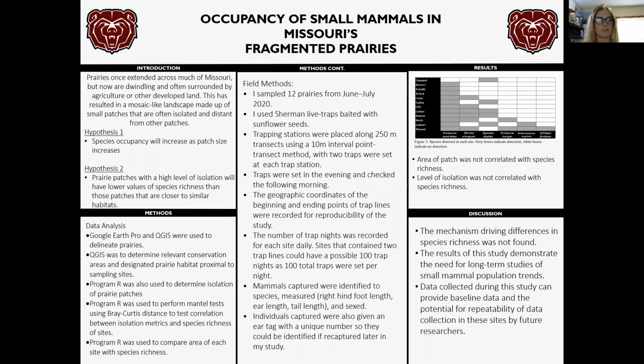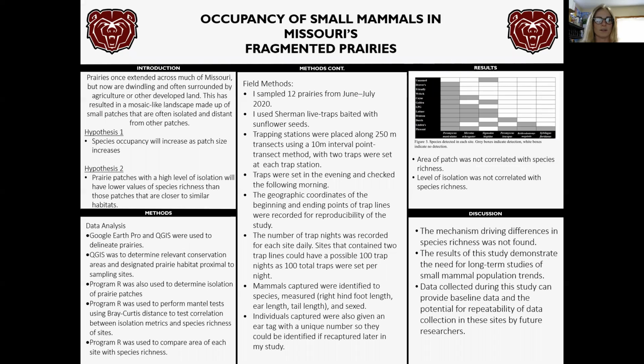So my first hypothesis was that species occupancy will increase as patch size increases. And my second hypothesis is that prairie patches with a high level of isolation will have lower values of species richness than those patches that are closer to similar habitat. And species richness is just the number of species in a patch.